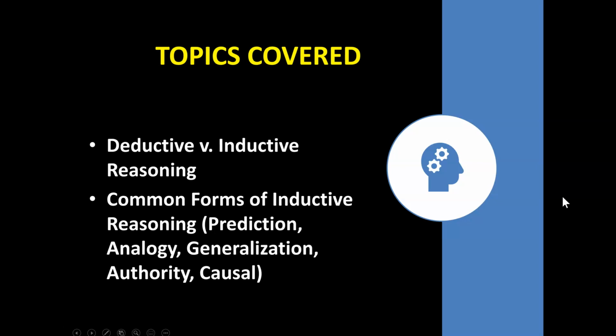So there we have it. Hopefully you got a preliminary familiarity with the 5 different common forms of inductive reasoning, which are prediction, analogy, generalization, authority, and causal, which doesn't mean those are the only types of inductive reasoning. They're just identifiable flavors, let's put it that way, and commonly used modes of inductive reasoning.